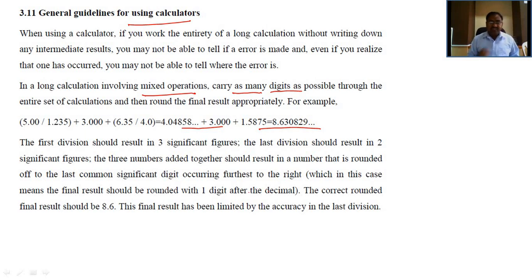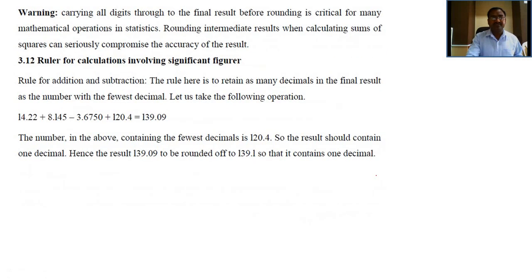8.630892. The first division should result in 3 significant figures. The last division should result in 2 significant figures. The 3 numbers added together should result in a number that is rounded off to the last common significant digit occurring furthest to the right. The correct rounded final result should be 8.6. This result has been limited by the accuracy in the last division.